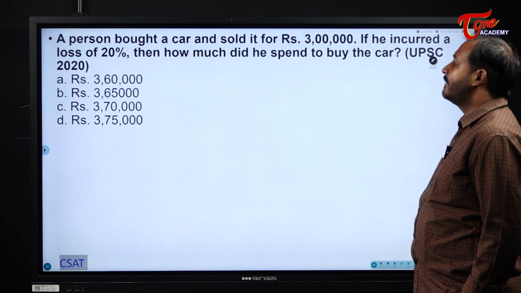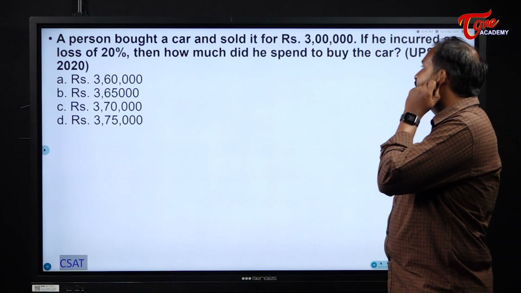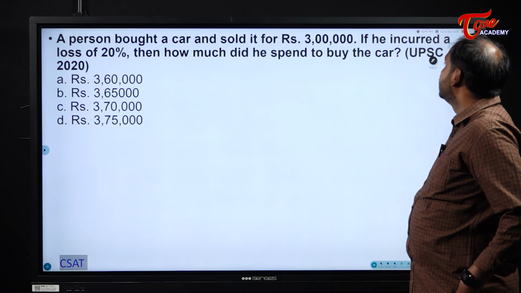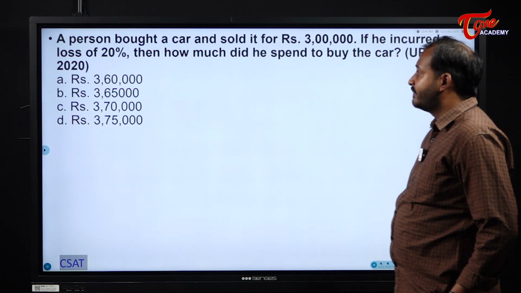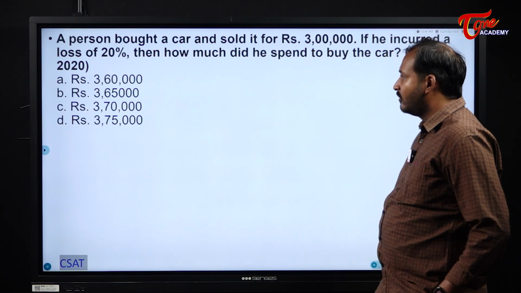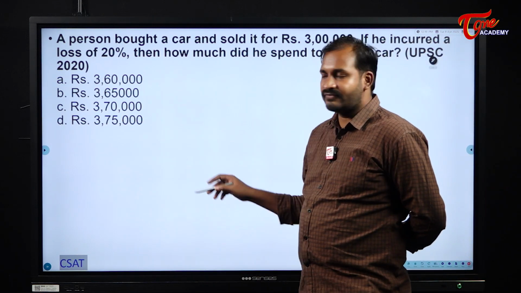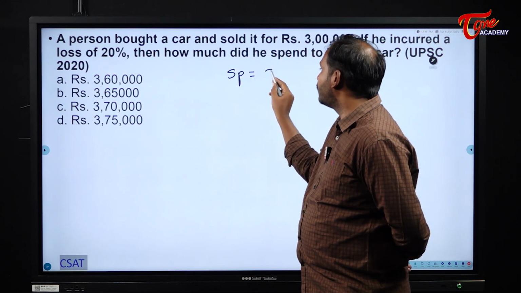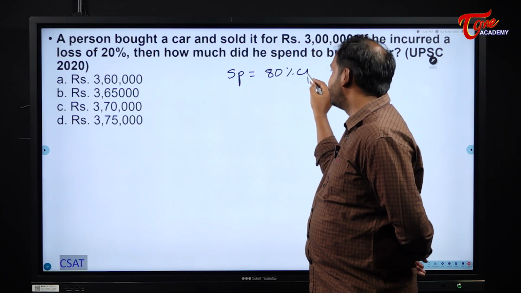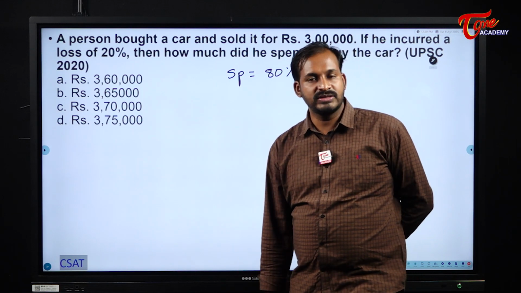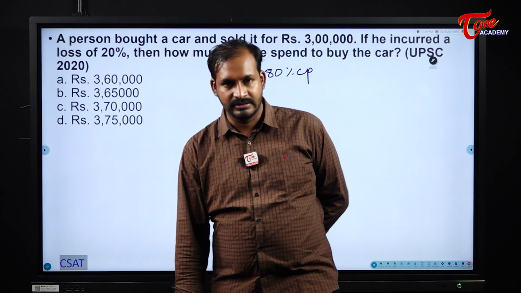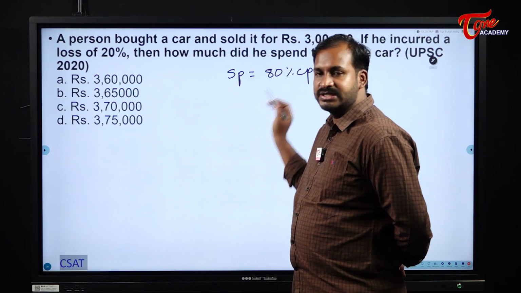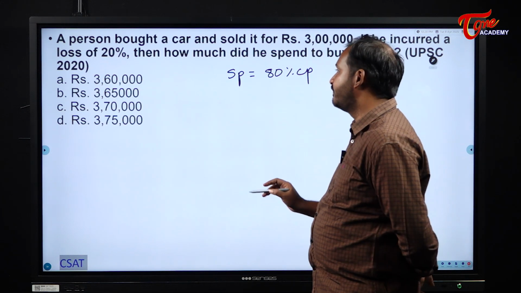Next one. A person bought a car and sold it for rupees 3 lakhs. If he incurred a loss of 20%, then how much did he spend to buy the car? Now he is getting a loss of 20%, right? So what is the relation between SP and CP? SP will be equal to 80% of CP. Why? Because of loss. Loss means you will subtract it from 100. 100 minus 20, so SP is 80% of CP.